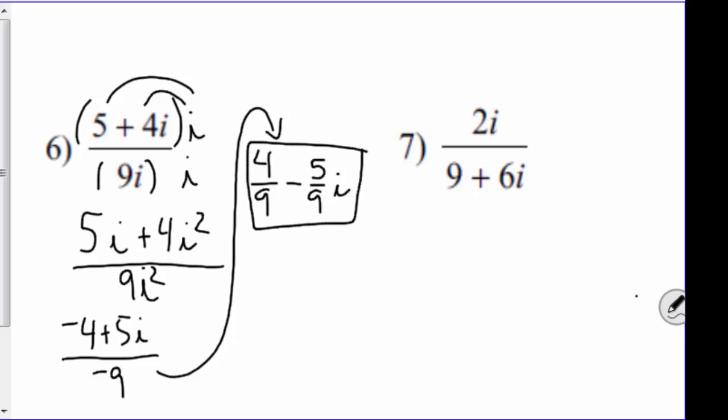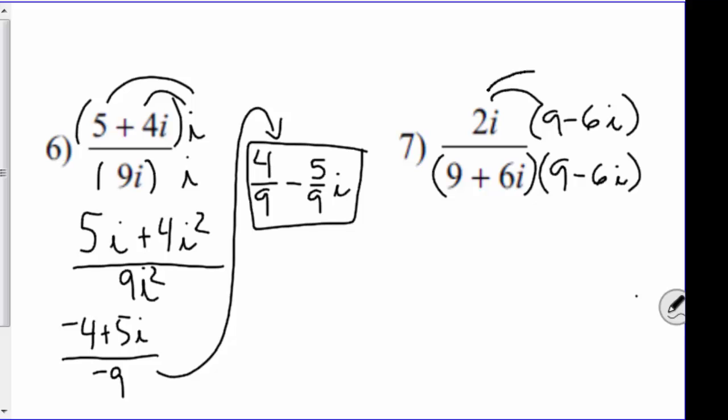So with number 7, we want to remember we want to multiply by the conjugate. So that would be 9 minus 6i on the top and bottom. So we're going to need to distribute 2i through to 9 and negative 6i in our numerator. And that will give us 18i minus 12i squared.